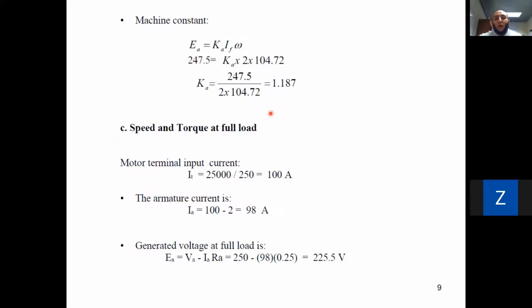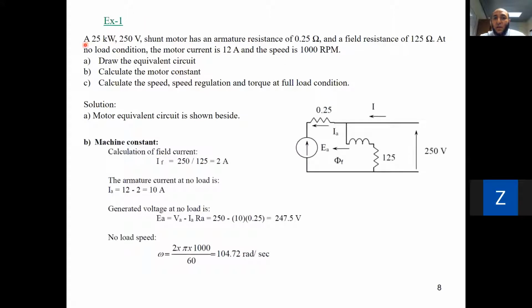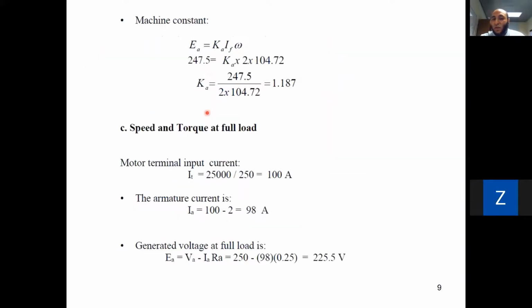Next, it's required to calculate the speed and torque at full load. Simply, at full load, in order to know the full load values, return to the problem again. In the beginning here, it's written 25 kilowatt, 250 volts. So this means the rated power of the machine is 25 kilowatts, and the terminal voltage is 250. In order to get the rated current, we can divide the rated power by the voltage. So this is the full load current of the machine, full load input current.